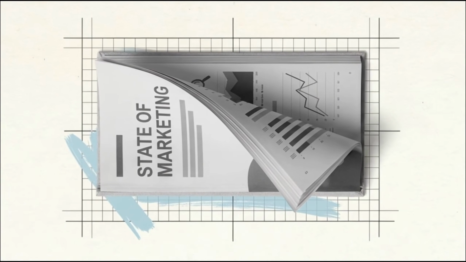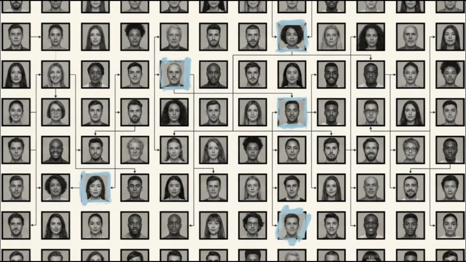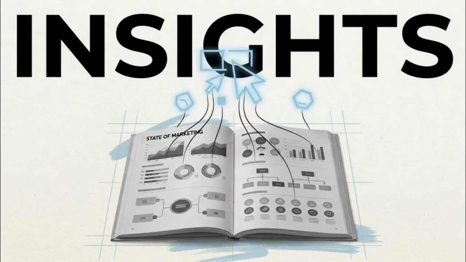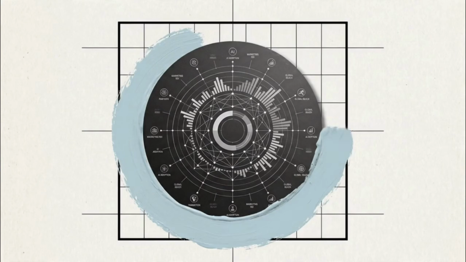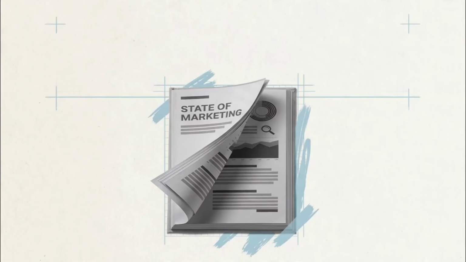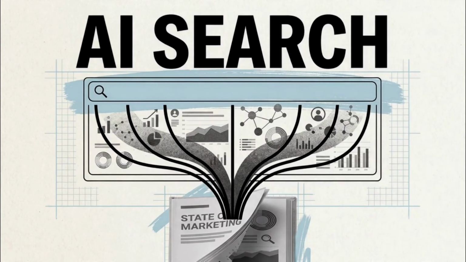The second strategy is to publish original research. Think about HubSpot's State of Marketing report. Every year, HubSpot surveys thousands of marketers and publishes the findings. That report gets cited by AI consistently, not because HubSpot pays for the citation, but because the data is unique. No other source has the exact data, so when AI needs to answer a question about marketing trends, it pulls from HubSpot research.